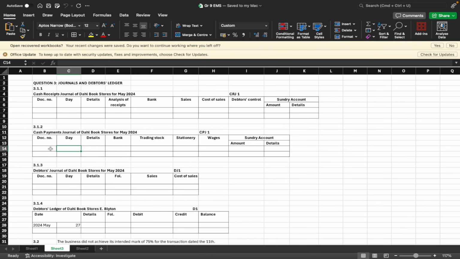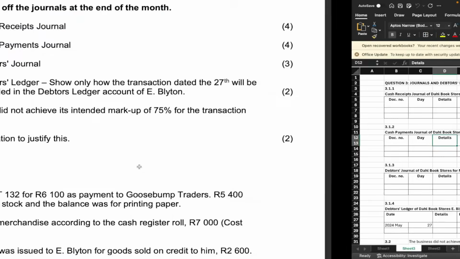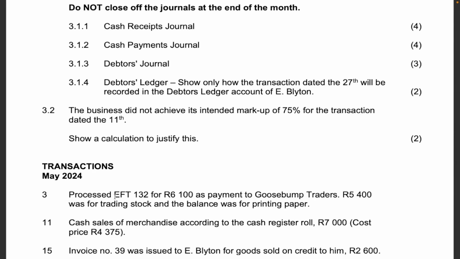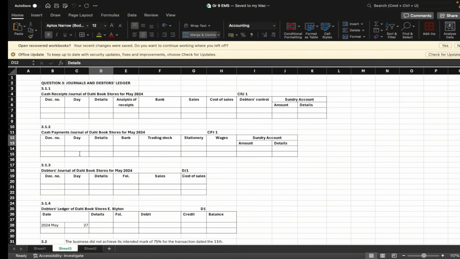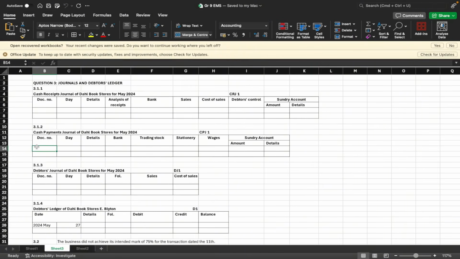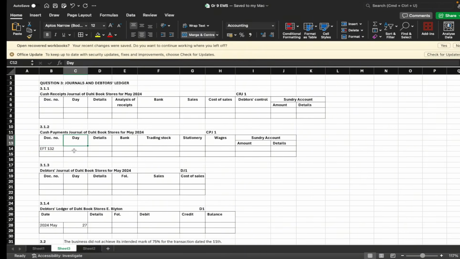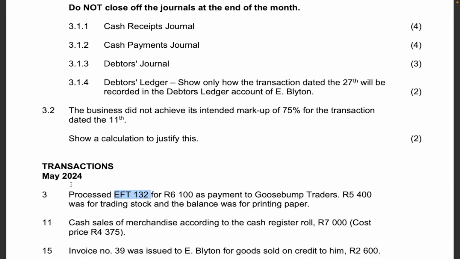And so what is our document number? What is our date, details, and bank, and so forth? Well, let's go back and see what our document number is. We are told here EFT 132. So that's what we're going to put as our document number. So EFT 132, and put it down here. And then what is our day? Well, we'll go back here and you can see it's the 3rd of May. Okay, so you can just put here the 3rd or 3.